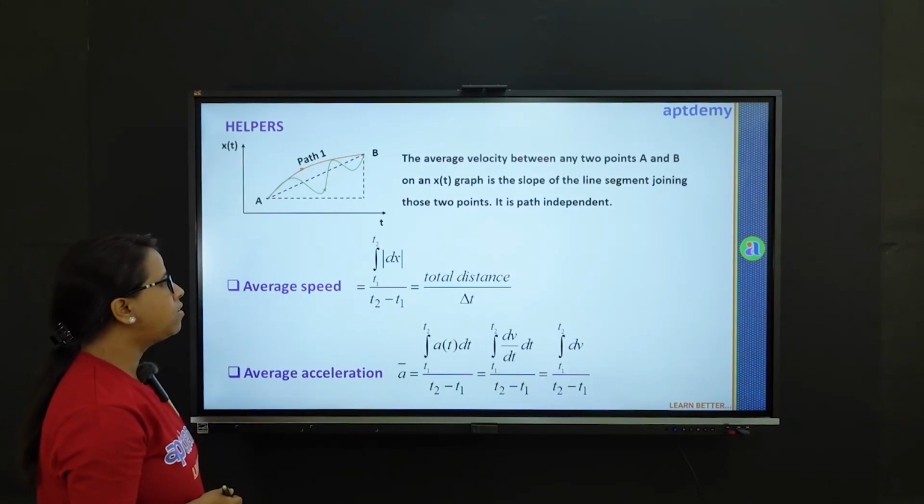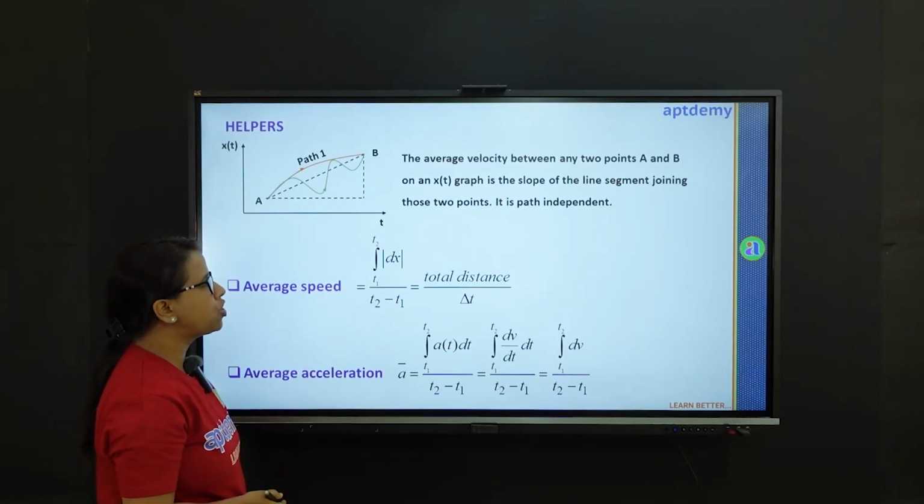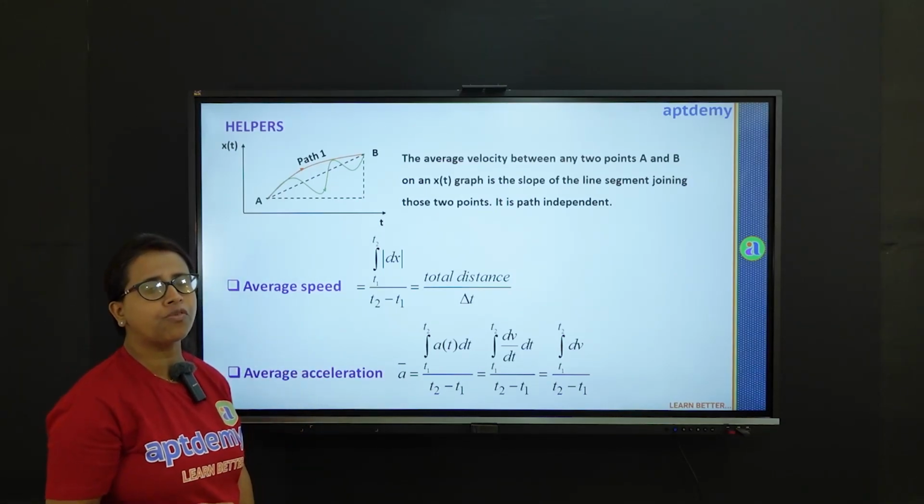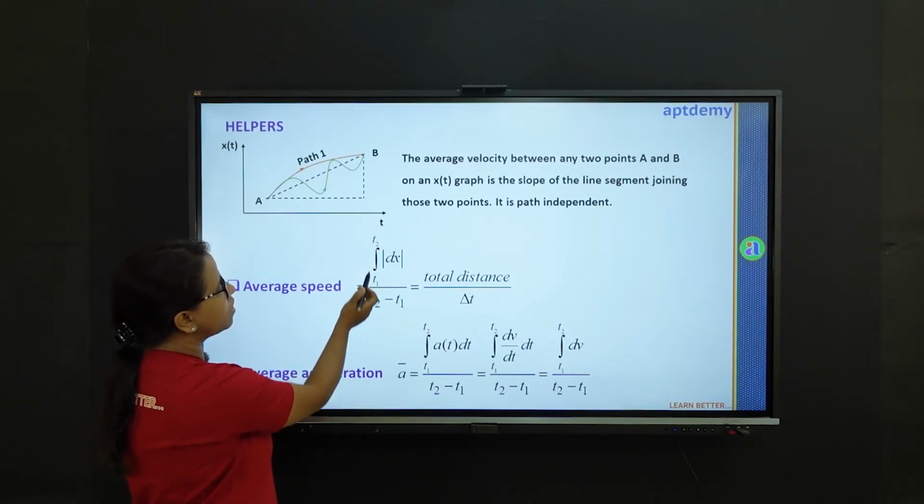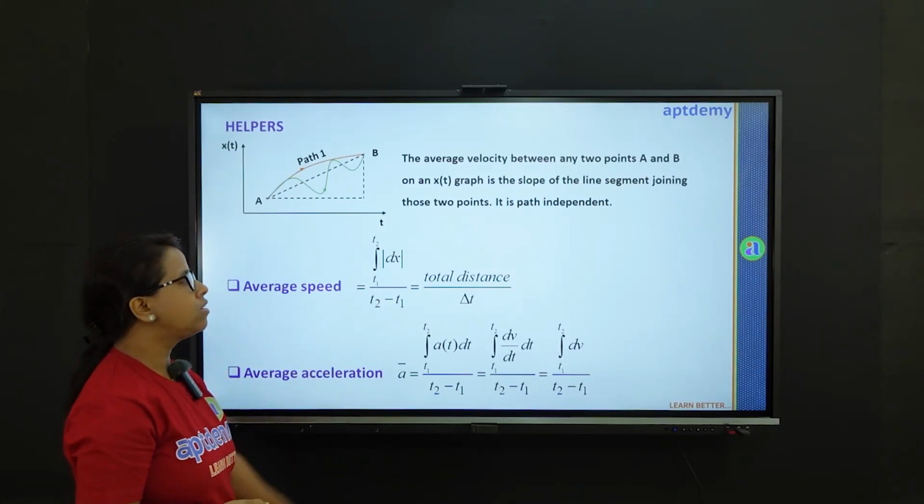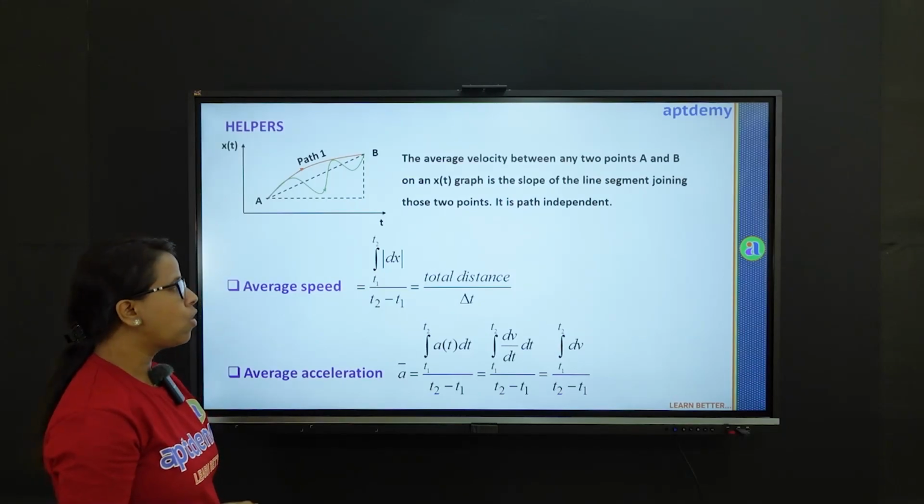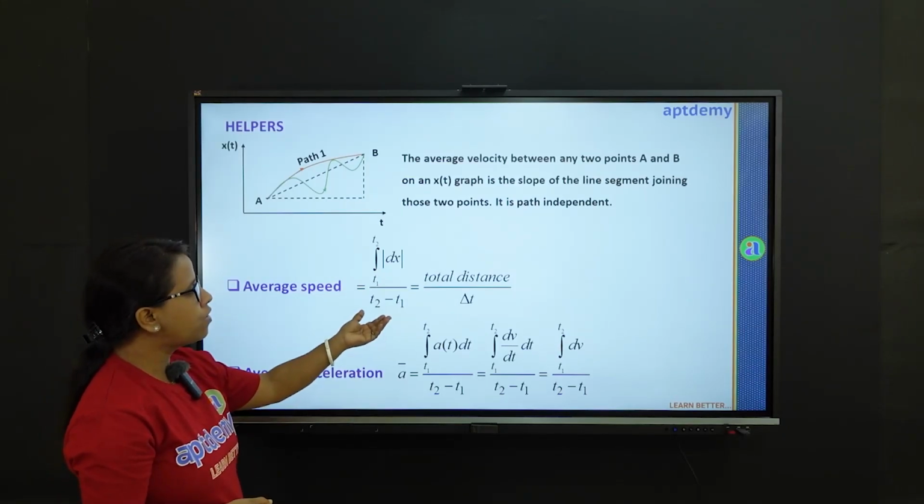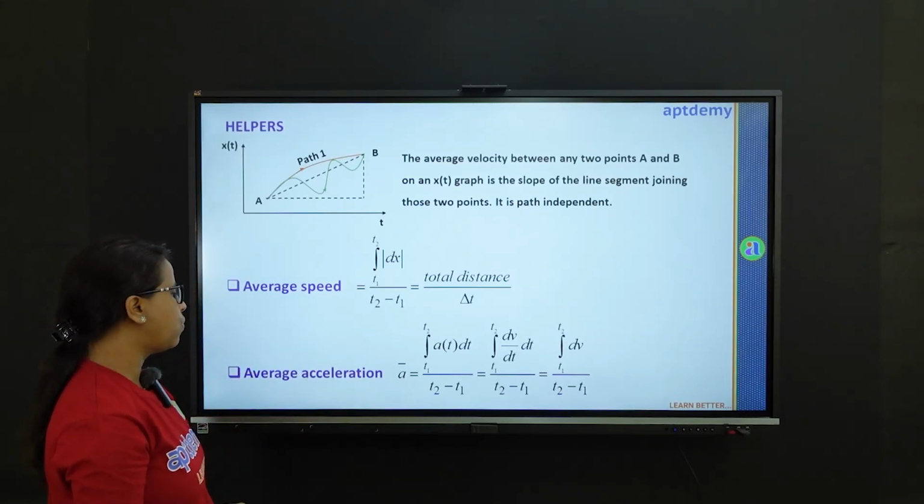Now average speed, again the same definition using the expression of a function. This is integration from t1 to t2, modulus of dx. This indicates the magnitude of the distance over the time interval t2 minus t1.